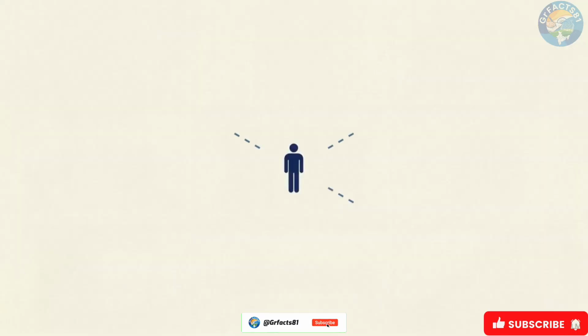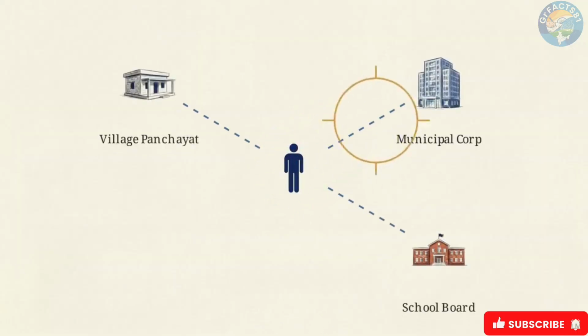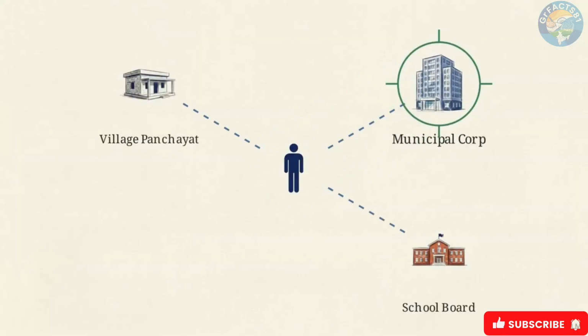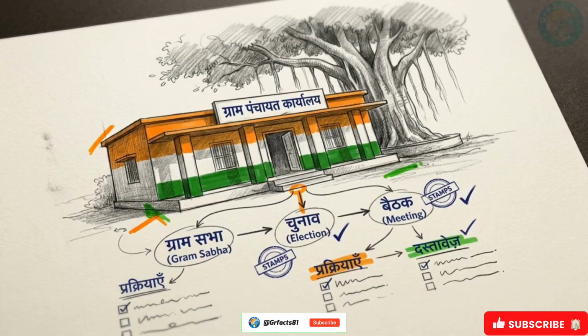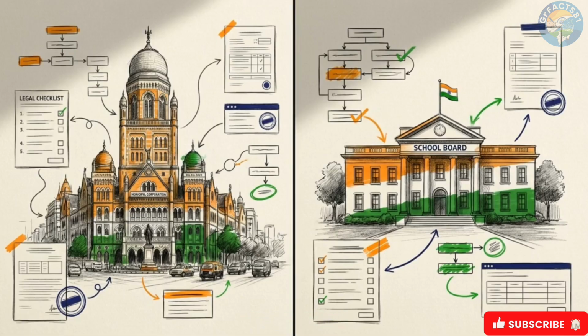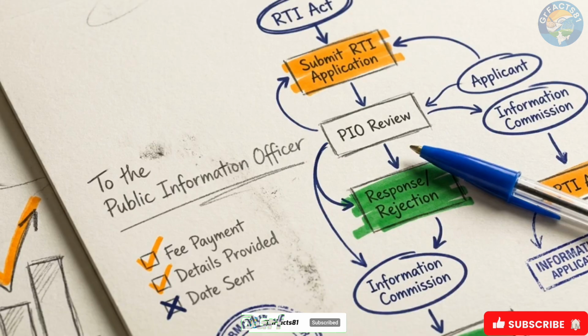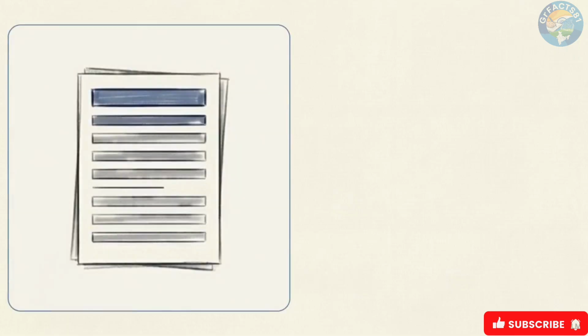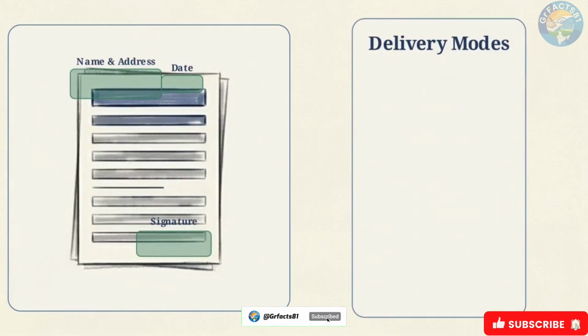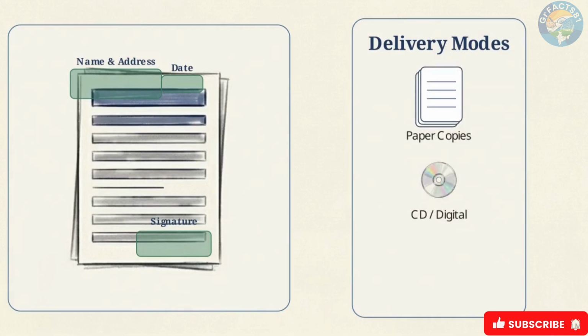Step 1 is pinpointing the exact government department that holds the information you want. If it's a local village issue, that might be the Gram Panchayat. For city infrastructure, the municipal corporation, or for education, the school board. You can write your application on plain paper. Include your full name, address, date, signature, and state exactly how you want the data delivered, whether you need paper copies, a CD, or a physical inspection of the records.